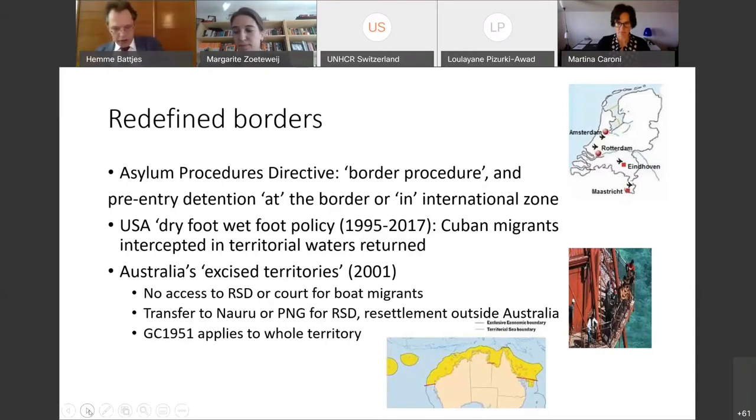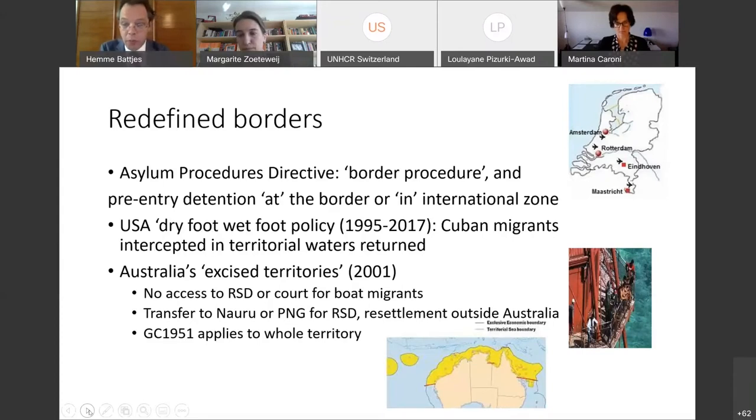So the Asylum Procedures Directive speaks about border procedures and pre-entry detention at the border or in international zones. So the idea that comes to mind then is that there is some sort of no man's land between two states where a person is in a border procedure waiting to be admitted. Practice is different. So, for example, in the Netherlands, the external borders are in practice the harbor of Rotterdam and, of course, our airports, mostly Schiphol Airport near Amsterdam. And our border detention center, where those border procedures take place, is near Schiphol, but outside the international zone.